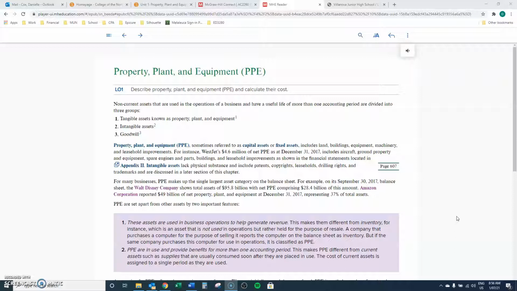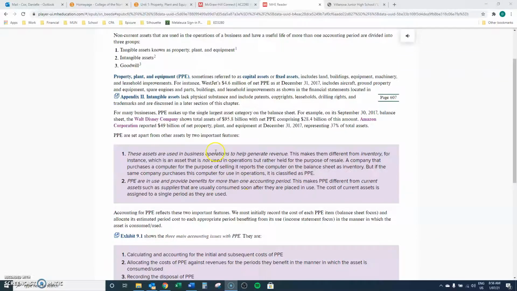Okay, so starting off, Chapter 9. In the very first section, there are a couple of things that are important. What are property, plant, and equipment, PPE? What sets it aside from other stuff? One is that they're used in business operations to generate revenue. So such things as inventory and stuff that's held for resale, that's not property, plant, and equipment. These are things that are used in the business, and they help that business generate its revenue. And two is that they're longer term. They provide benefits for longer than one accounting period.